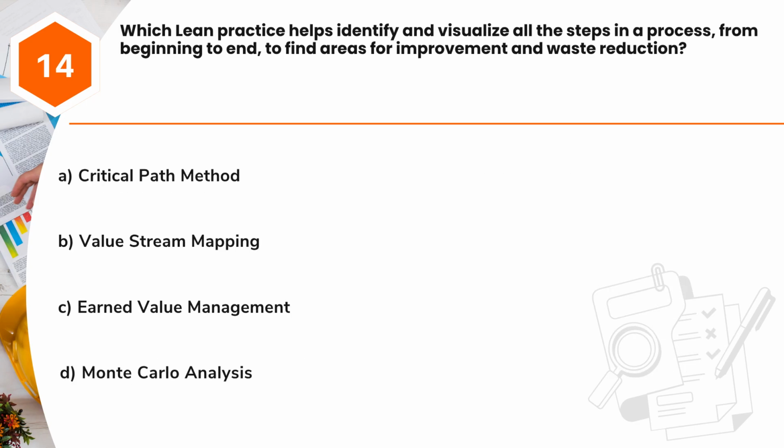Question 14. Which lean practice helps identify and visualize all the steps in a process, from beginning to end, to find areas for improvement and waste reduction? A. Critical path method. B. Value stream mapping. C. Earned value management. D. Monte Carlo analysis.